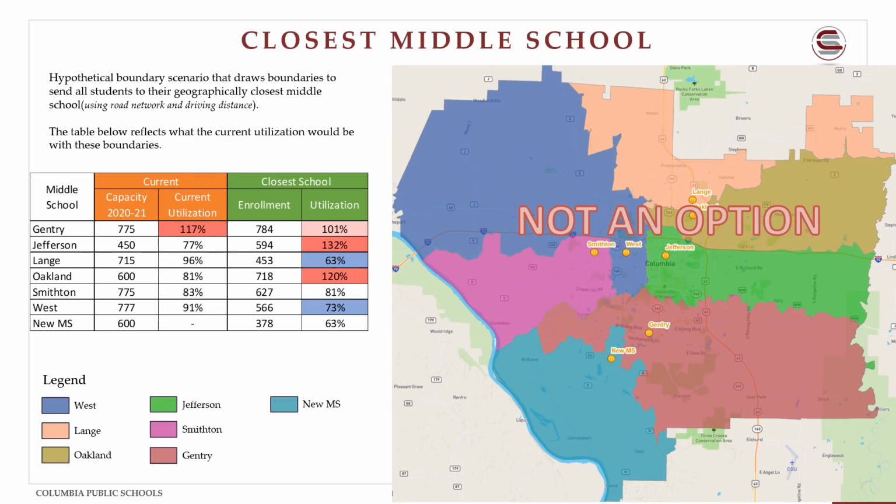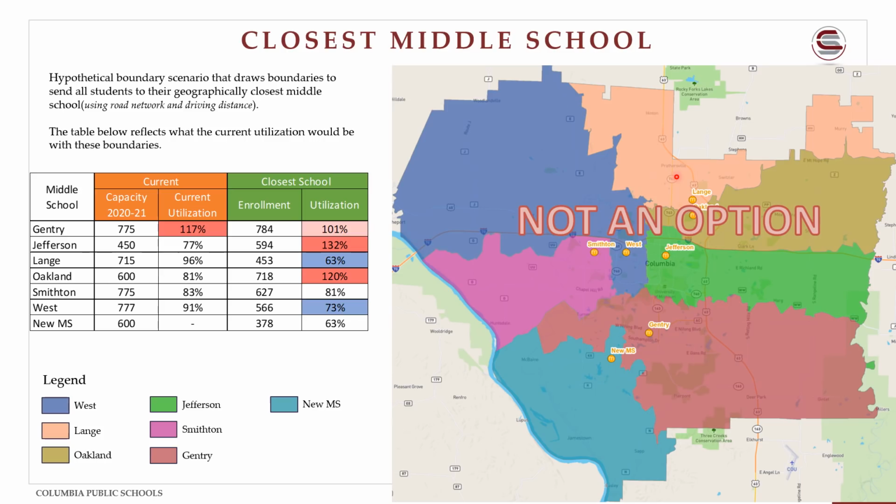Our next map is a closest school analysis. We just plug in the school locations, use the road network, and have the computer model for us what the boundaries would look like if every student attended his or her closest geographic school. This map shows us the boundaries. This would be the West boundary. This would be the Smithton boundary in purple. The new boundary for the new middle school would be down here in the teal color, Gentry in the burgundy, Jefferson in the green, Oakland would be in the brown, and Lang would be in the tan.